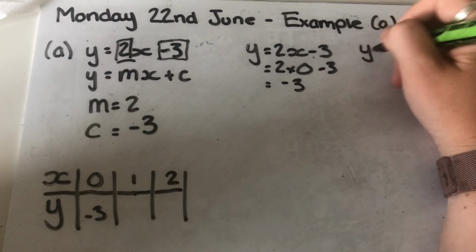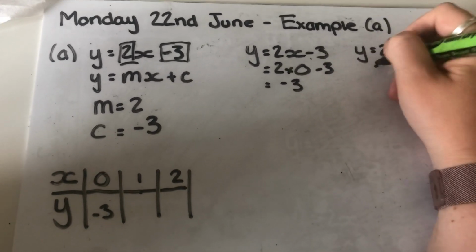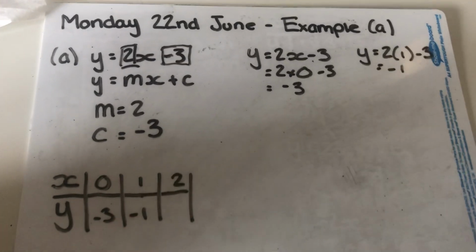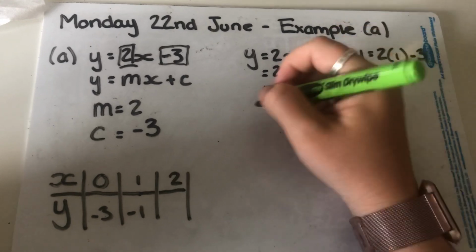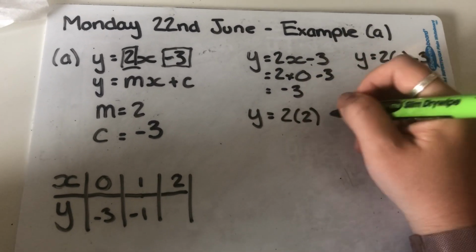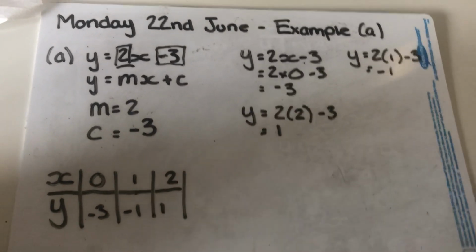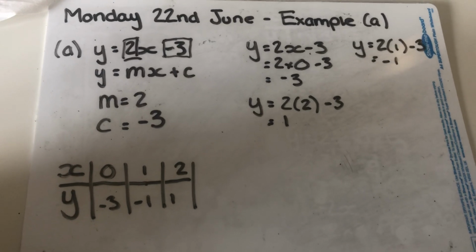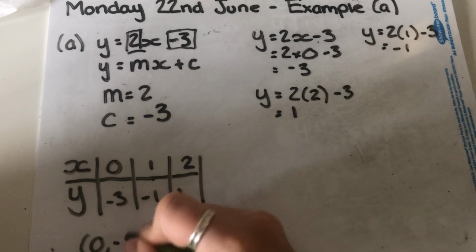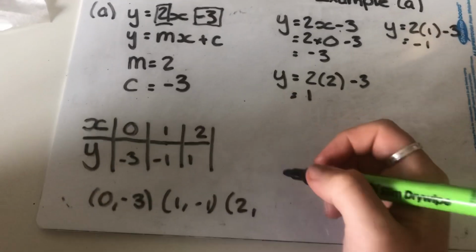Then doing the same with the 1, putting the 1 in place of the x, which becomes 2 minus 3, which is negative 1. And then doing the same again with 2, so I do 2 times 2 minus 3, which becomes 4 minus 3, which is 1. So now I've got 3 coordinates: 0, negative 3; 1, negative 1; and 2, 1.